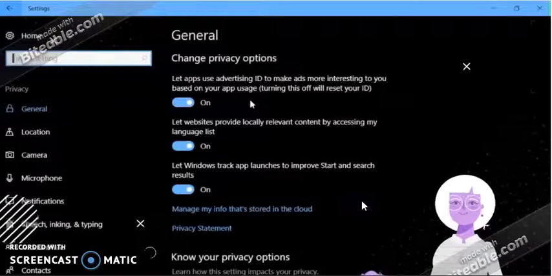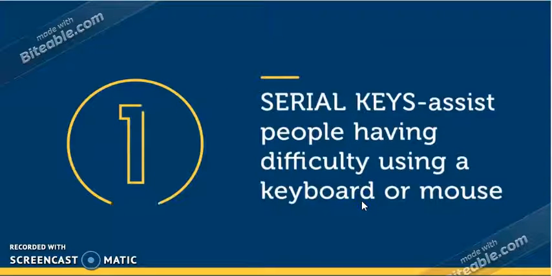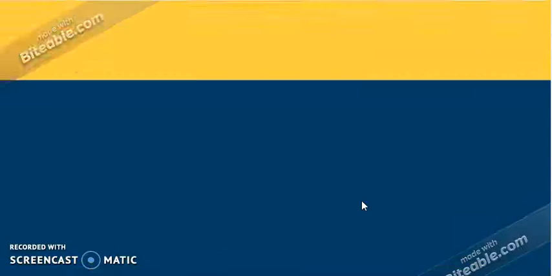Next is serial keys. Serial keys are part of the General tab. Serial keys is an accessibility feature that assists people who have difficulty using a keyboard or a mouse. They can use special devices such as sip, puff, and breath switches to provide input to the computer through serial ports. For example, sipping on the tube activates one device while puffing on the same tube activates another.